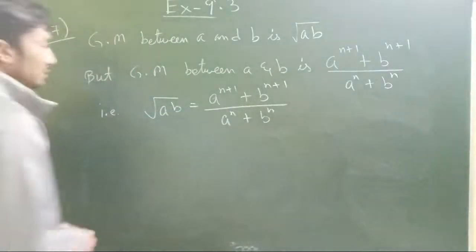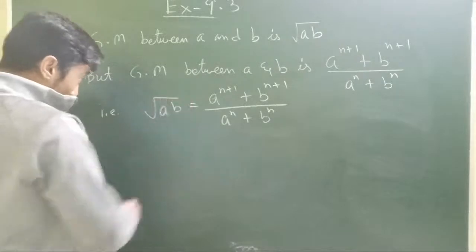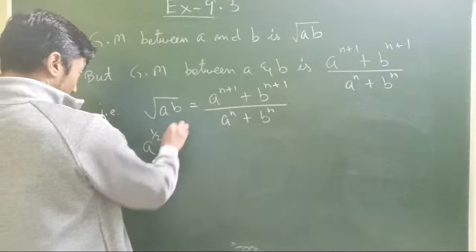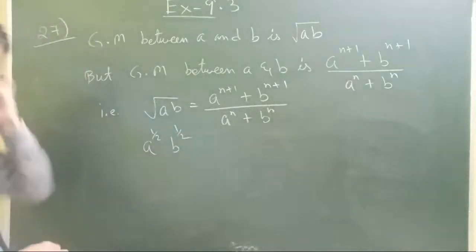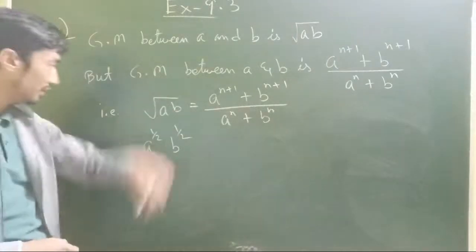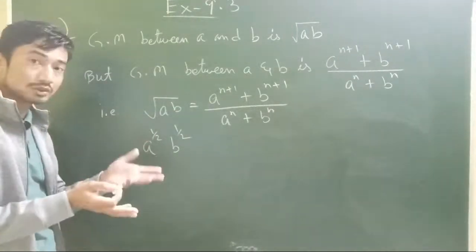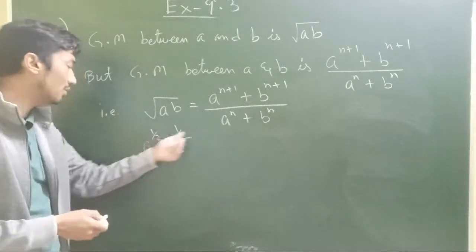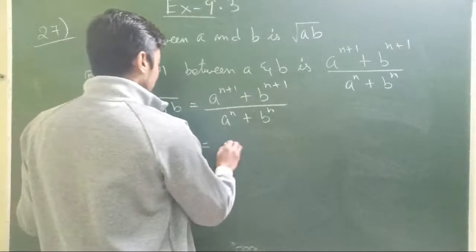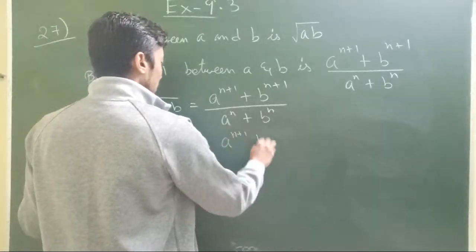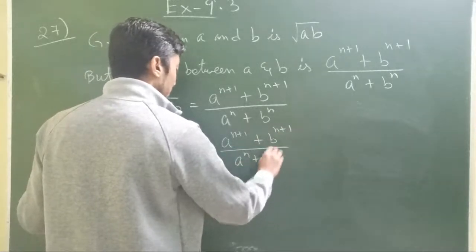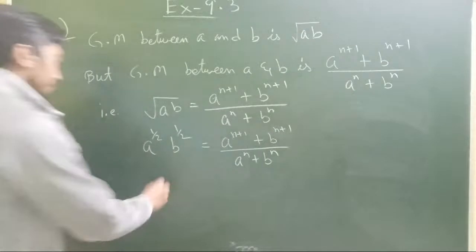So let us cross multiply. Root of a into b, I think I can write it as a power 1 by 2, b power 1 by 2. I think that everybody can manage, right? Because square root of ab is like ab whole power 1 by 2. So I've just reduced one step, that is a power 1 by 2, b power 1 by 2 is equal to a power n plus 1 plus b power n plus 1 divided by a power n plus b power n. Now I'll cross multiply.